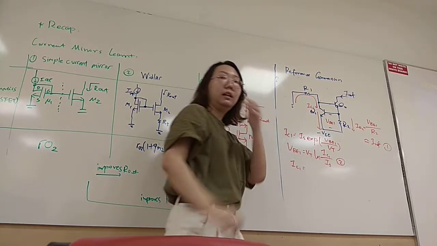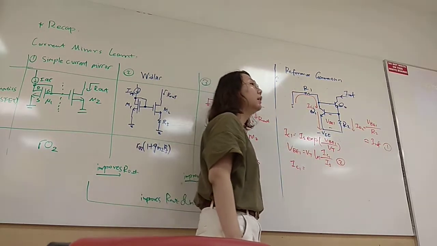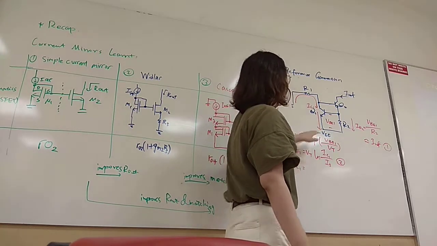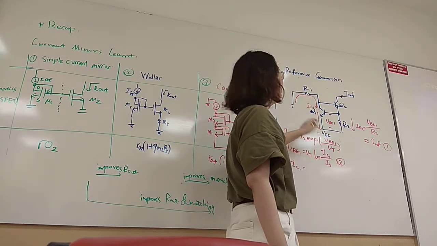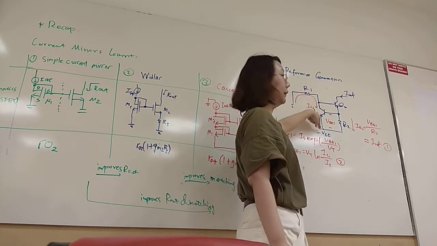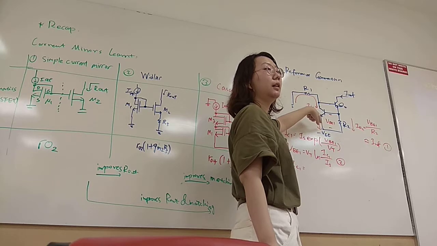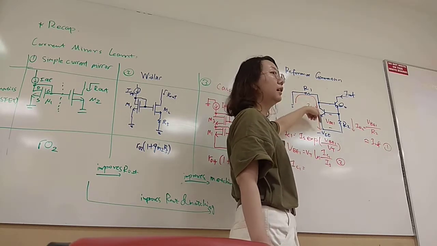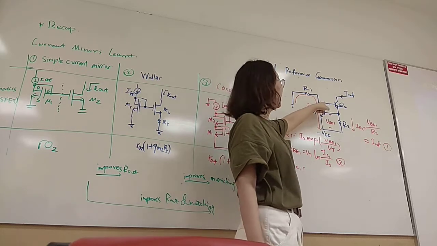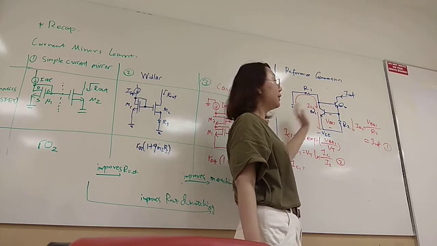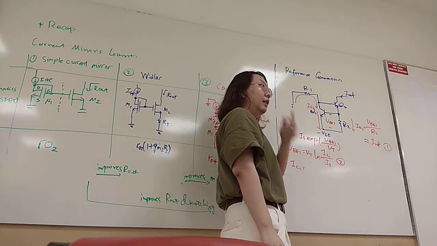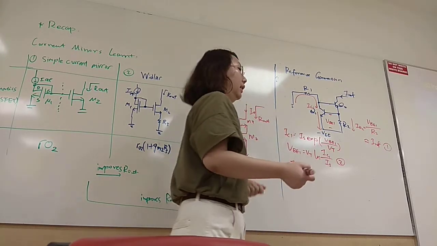Why? Because minus VEE is a negative potential. So if you just look at this branch, here is higher, here is lower, so the current will flow in this direction. Okay, so how to get this current? This current is basically your IC1, right? Because we are neglecting all the IB. So this current is basically your IC1. So how to get your IC1?